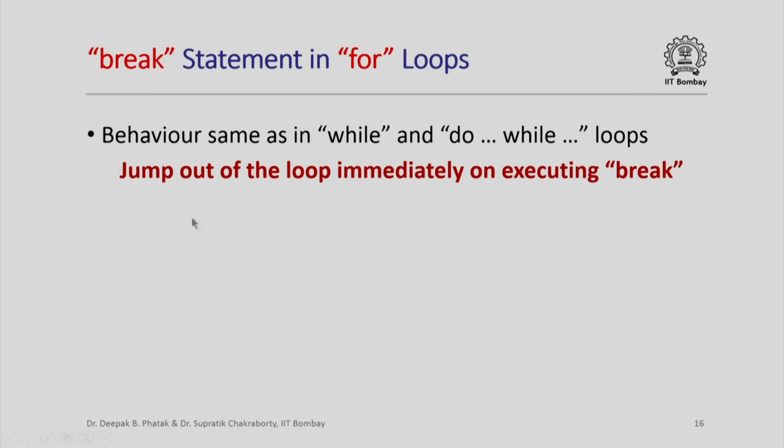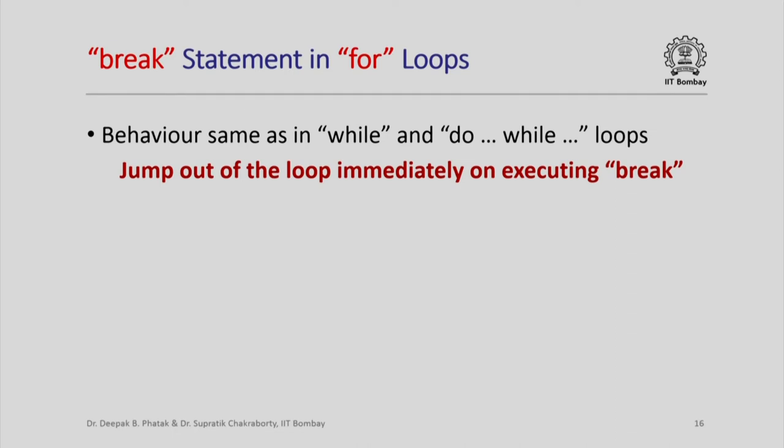Now, just like in while loops, we can also have a break statement in for loops, and the behavior is exactly the same as in while and do while loops. What is this behavior? That we must jump out of the loop immediately on executing break without executing any further instructions inside the loop.